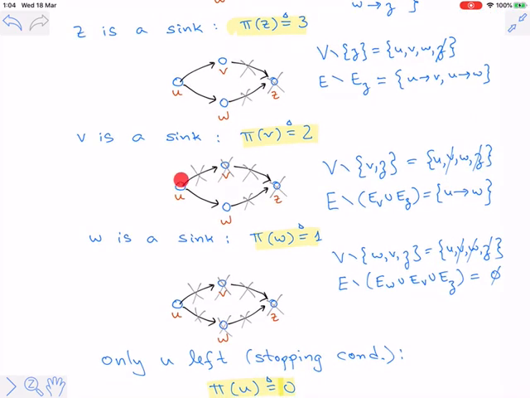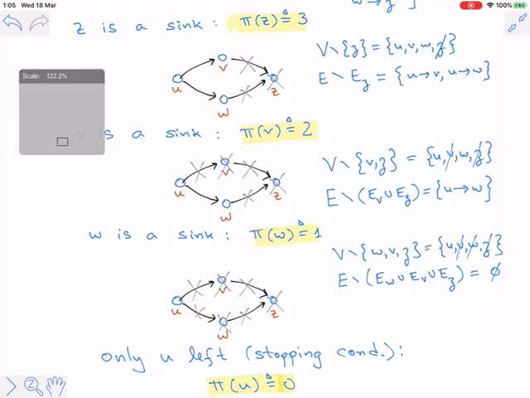We're left now with 2 vertices, u and w. Good. Now we invoke the algorithm recursively on this remaining graph. This remaining graph has a sink, w. We assign pi of w to be 1 because it has 2 vertices, so 2 minus 1 is 1. And we erase w and the edge entering w. We're left with a graph that consists of a single node.